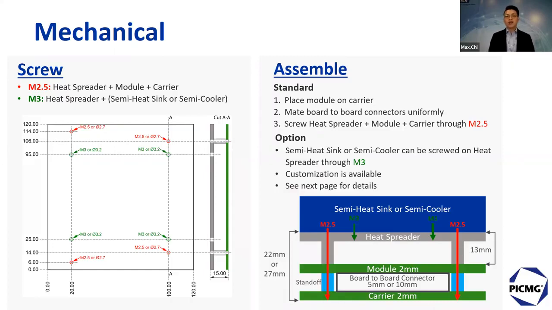The total height of heat spreader plus module plus carrier has two options. If you go for the 5 millimeter high board-to-board connector, the total height will be 22 millimeters. And if you go for the 10 millimeter connector, the total height will be 27 millimeters. As I mentioned before, except for the heat spreader, module vendors like us can provide a heatsink, semi-heatsink or semi-cooler to be attached on top of the heat spreader. So if you want to do so, look at the blue side and you can screw them on with the M3 screws.